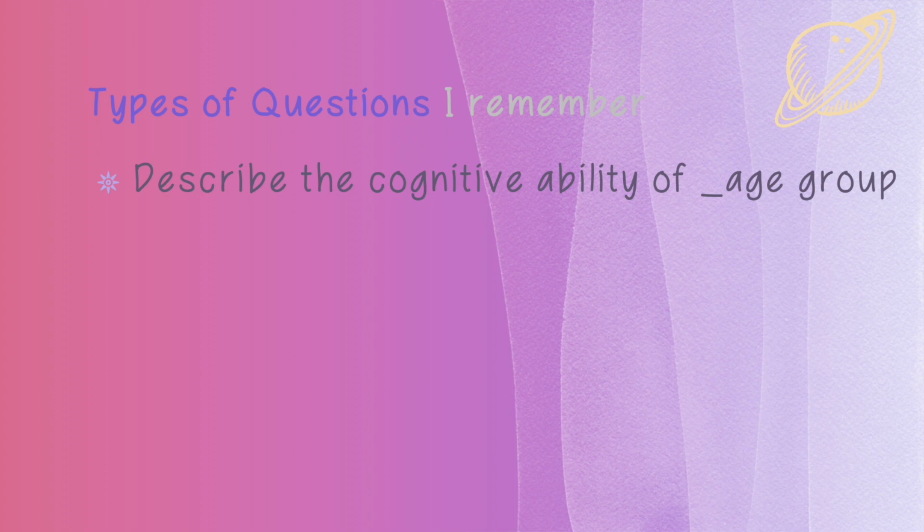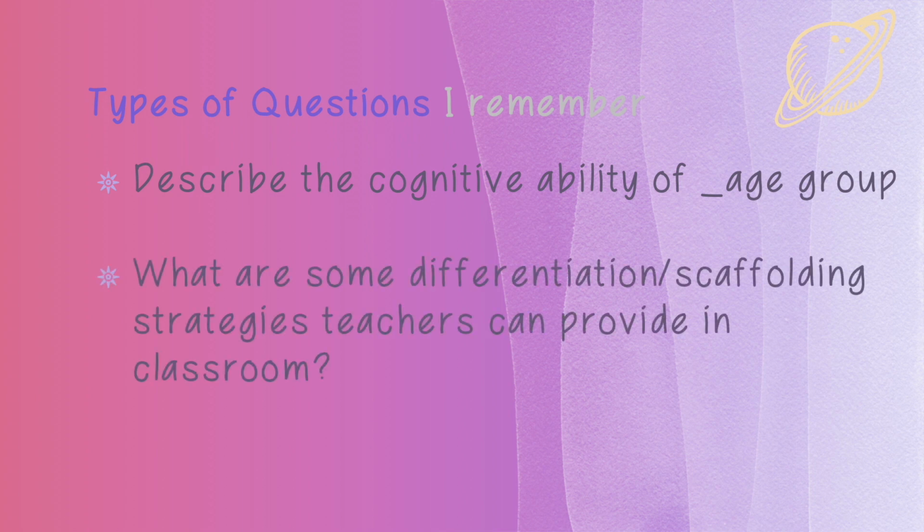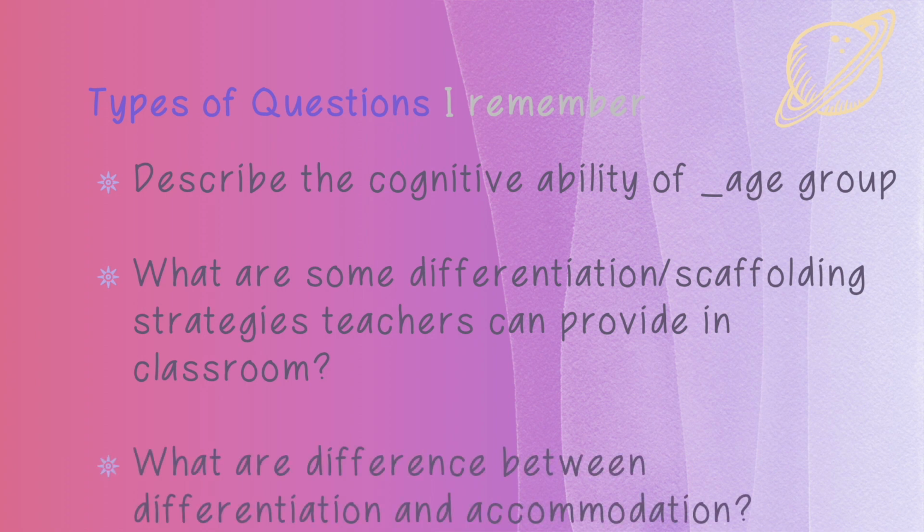Describe the cognitive ability of a blank age group. What are some differentiation or scaffolding strategies teachers can provide in classrooms? What are differences between differentiation and accommodations? There were many questions that asked you to compare and contrast the terms, so I strongly recommend you to really study these terms before going into the testing center.